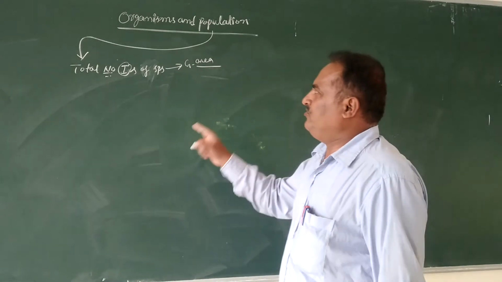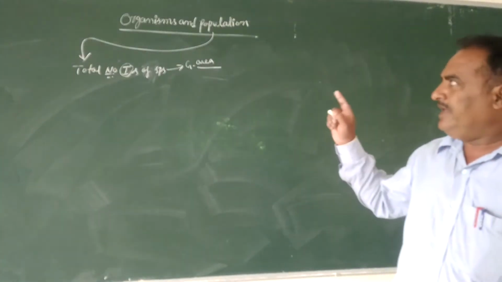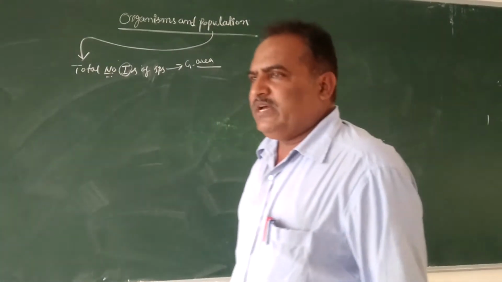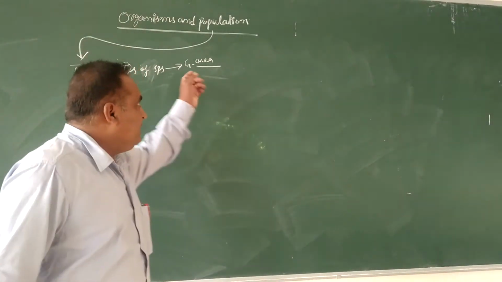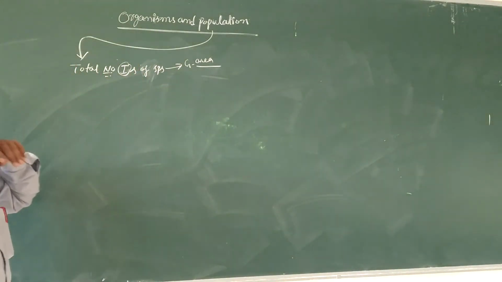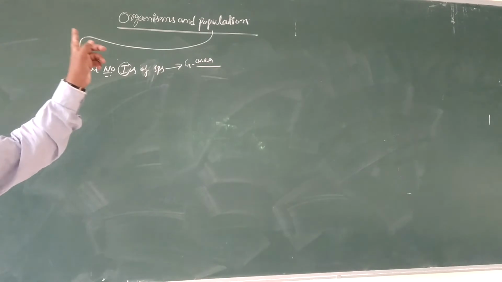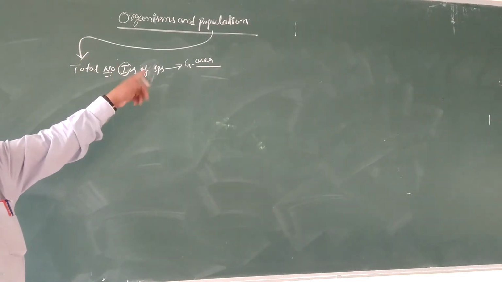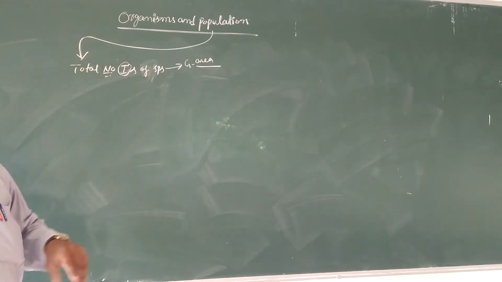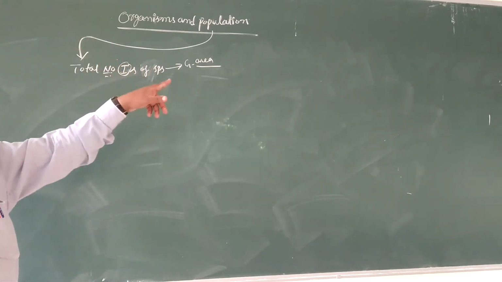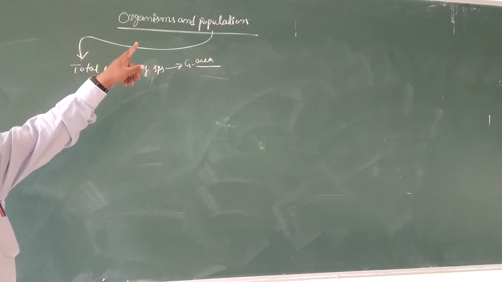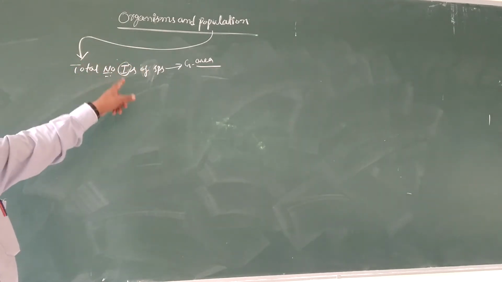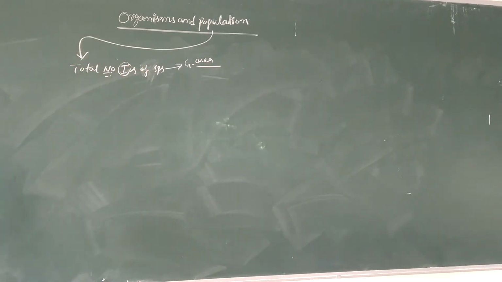Total number of individuals of a species in a geographical area which can interbreed to produce fertile young ones, that is called population. In general, the total number of individuals of a species in a given geographical area is called population.